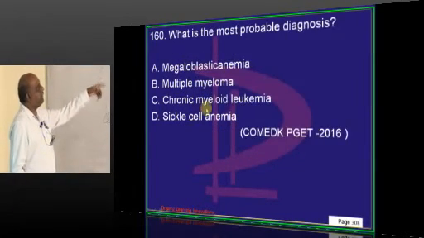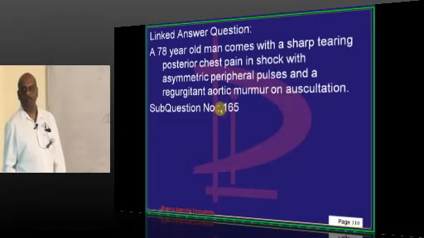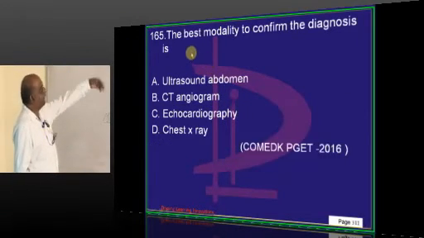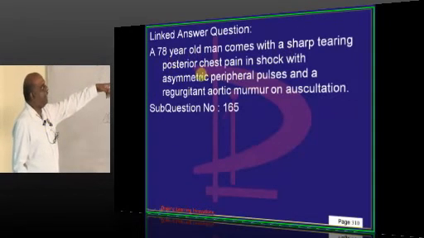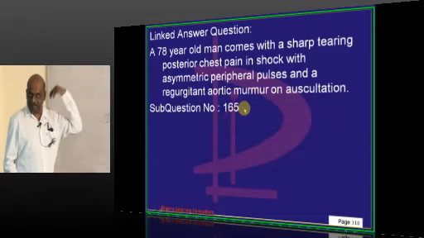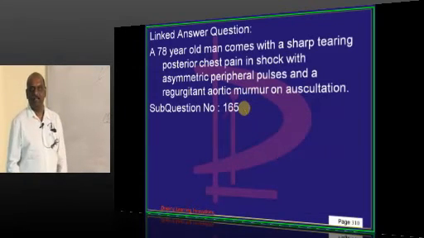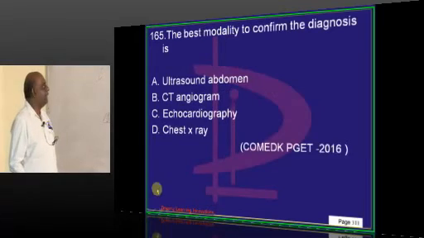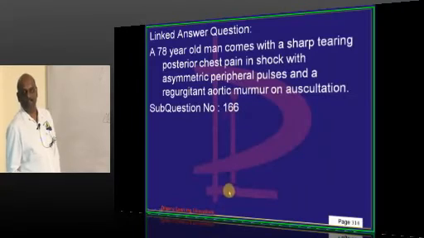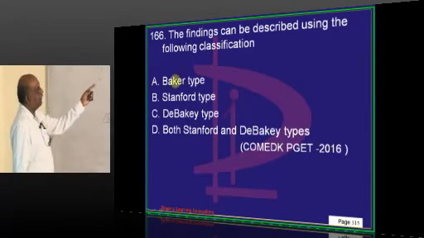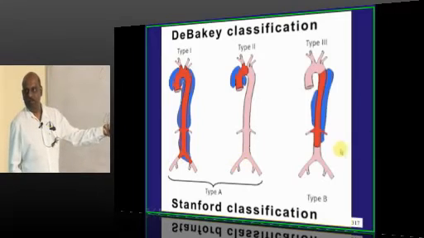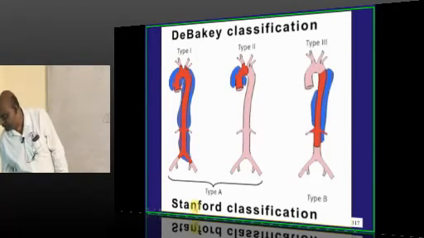Then what is the most probable diagnosis? It is multiple myeloma. Then what is the best modality to confirm the diagnosis in this question. 78-year-old with posterior chest pain with asymmetrical peripheral pulses, what is your diagnosis? Interscapular pain, asymmetrical pulses, dissection of aorta. So how will you diagnose? CT angiogram will demonstrate the dissection. Then what classification do you use? Both Stanford and DeBakey, you will use for aortic dissection.